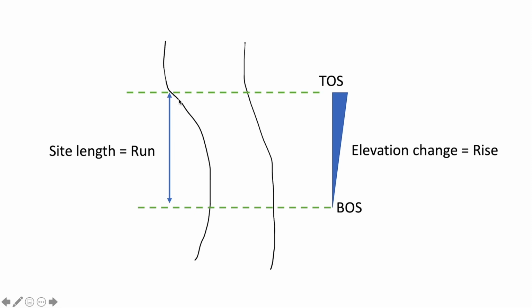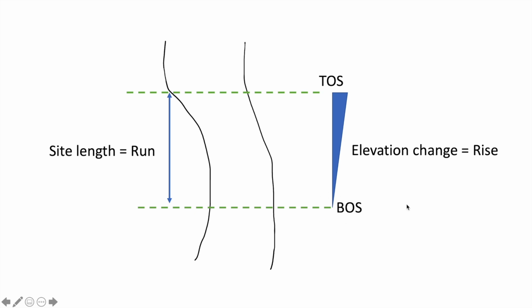When we're looking at rise over run, so those triangular measurements, we don't need to actually measure run because that's just the site length. We're going to know that from our transects, which we laid out earlier. So we already have our site length, we already have the run. All we really need to do in the field is look at rise, which is just elevation change. That's looking at what the difference in elevation between your top of site and your bottom of site is.